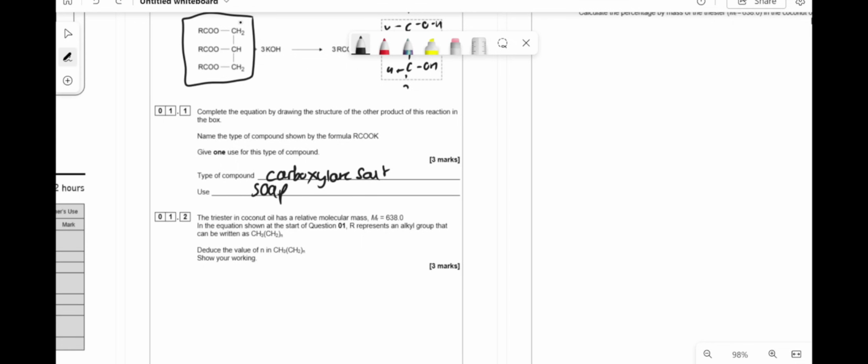So what I'm going to do is work out the Mr of what we already know. We know that we've got 3 carbons here, so that's going to be 3 lots of 12, plus 5 hydrogens here, so 5 lots of 1, plus, because there's 3 of these COOs, 3 lots of 12 plus 16 plus 16. If I work that out, I get 173.